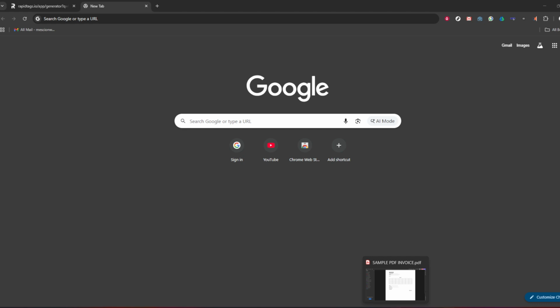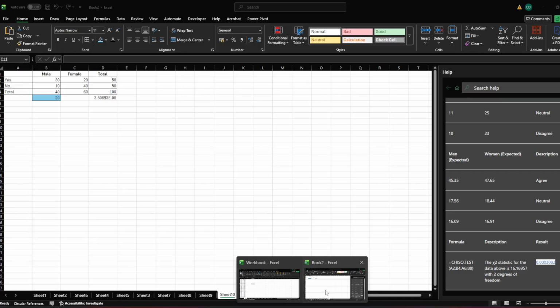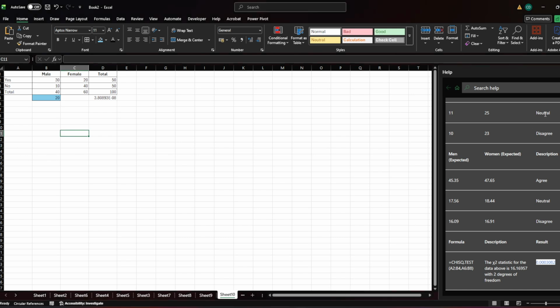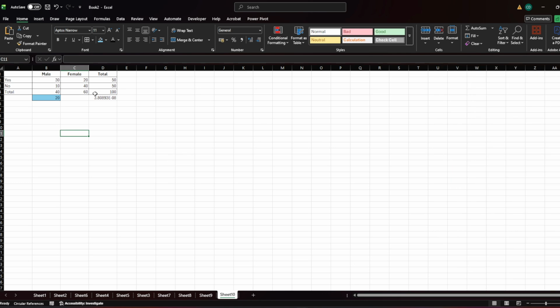Start by opening Excel and setting up a simple contingency table with your observed counts. Put one variable's categories across the columns and the other variable's categories down the rows. For example, imagine responses of yes and no by male and female. Your table of observed counts might look like this. Yes has 30 male and 20 female. No has 10 male and 40 female.